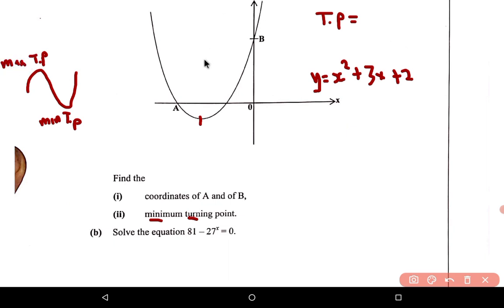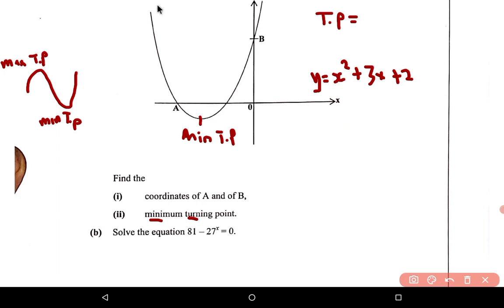But for this particular curve, it only has one turning point, and this is a minimum turning point. I'm sure you understand now the difference between minimum and maximum turning point. Now that we know the difference, let's see how we can find this.